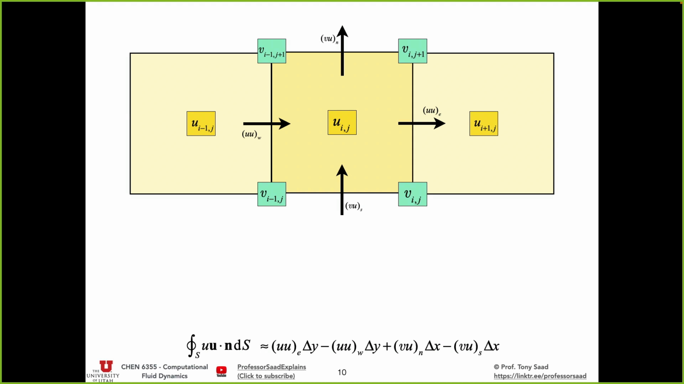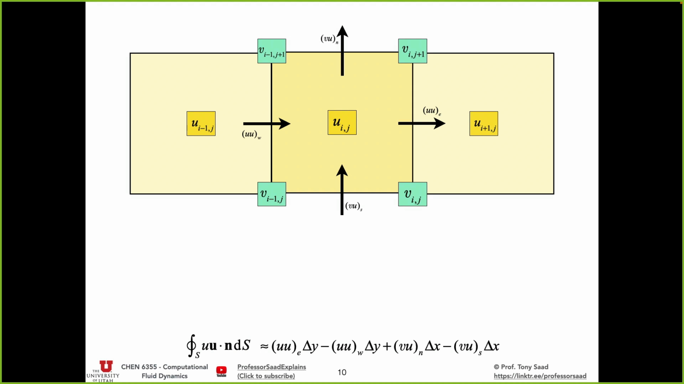Now we have UU east, which is U east times U east. UU west is U west times U west. VU north is V north, U north. And VU south is V south, U south. Now, these are north and south with respect to the U control volume, not the cell center control volume. These are with respect to the yellow control volume. Now, those quantities, we don't have any variables living over there. The only variables we have live at those squares, the yellow squares for U and the green squares for V. So we don't have variables that live here. We have to approximate these quantities. Remember, we are solving for the yellow and the green ones. These fluxes have to be constructed using approximations with variables that we are solving for.